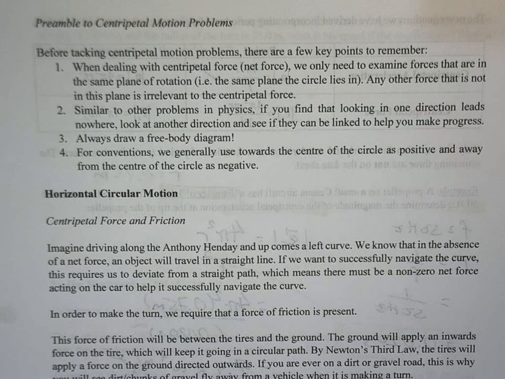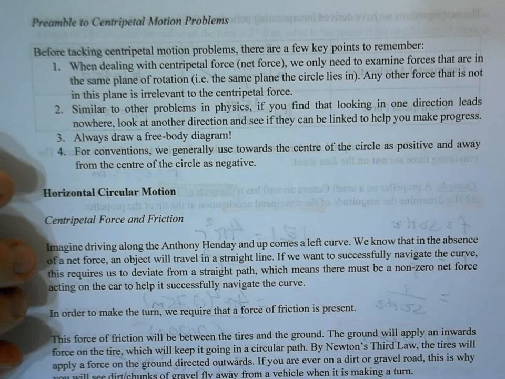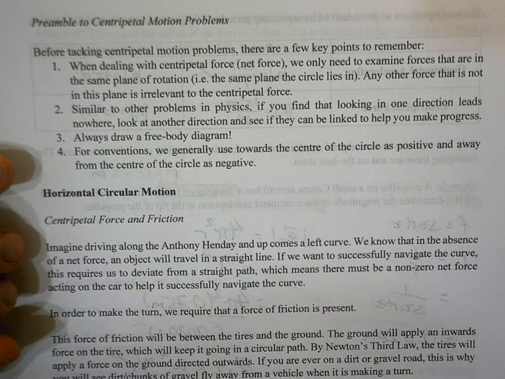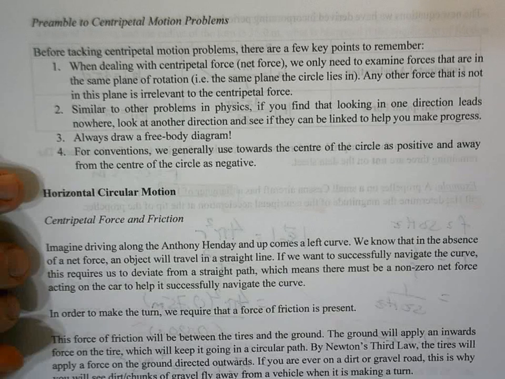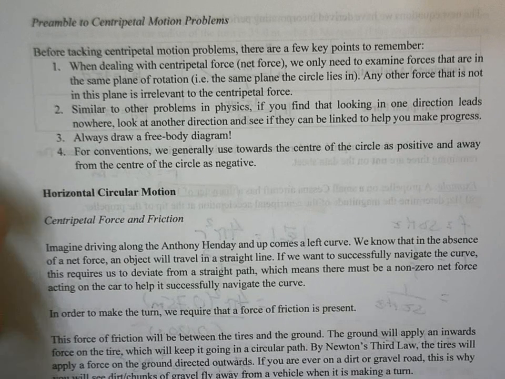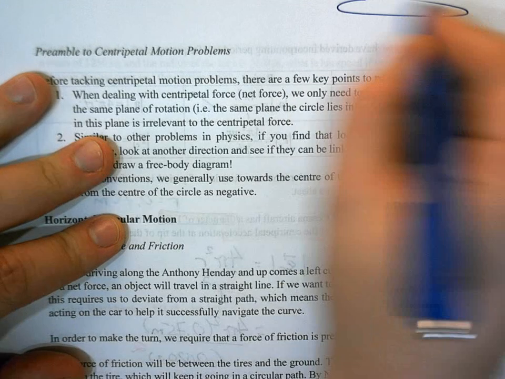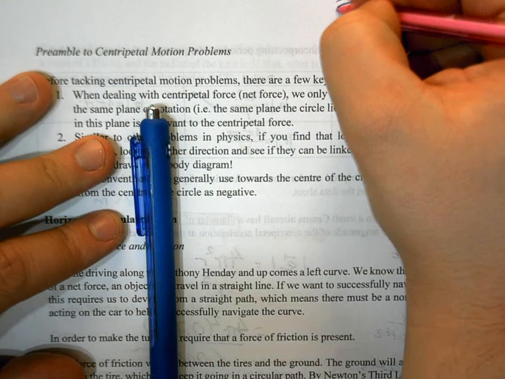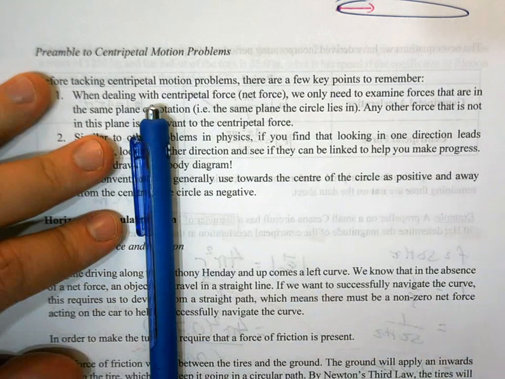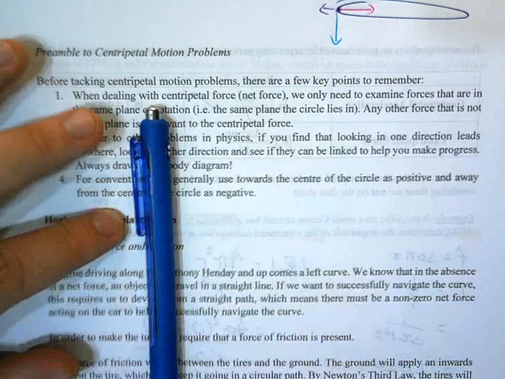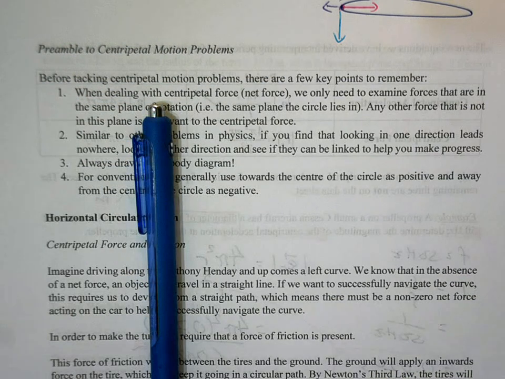So, when we are dealing with centripetal force or the net force, we're only looking at forces that are in the same plane as the circle. So if the force is not in the plane of the circle, we don't care about it. For example, if I have something moving in a circle like this, and I have a force going this way, and maybe another force going that way, and then this force going down here, the only forces that contribute to the centripetal force are going to be those that are in the same plane as the circle.